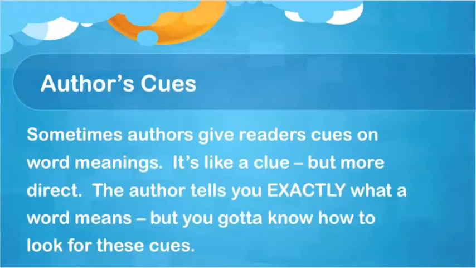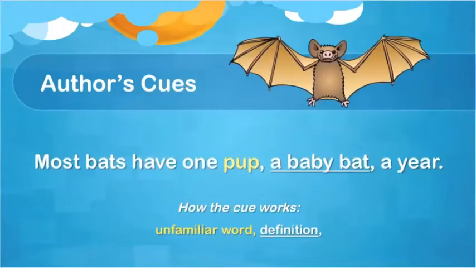Let me show you some examples of author's cues. I pulled a couple of sentences from a book about bats. In the first example, the sentence says, "Most bats have one pup, a baby bat, a year." Here's how this author's cue works. The author gives you the unfamiliar word, pup, followed by a comma, and then the definition, a baby bat. As a reader, I know that when I see the word pup followed by a comma, the author is about to give me the meaning of the word within this context.